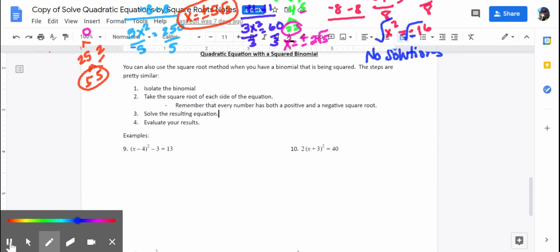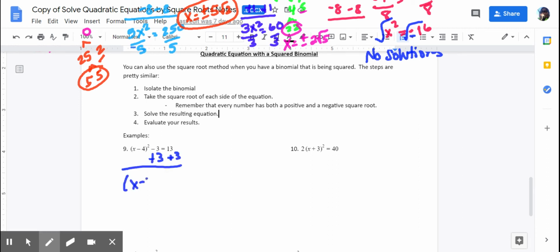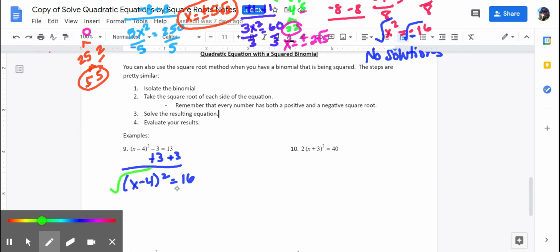Now what happens if we go, instead of standard form, to vertex form? We're going to treat it the exact same way, except I want to isolate the parentheses that are being squared, the binomial. So if I look at number 9, I'm going to start by adding 3 to each side. So I'll have x minus 4 squared equals 16. Now at this point I have to take the square root because I need to get rid of the squared. So I take the square root of each side. When I do that, I'm left with x minus 4 equals positive and negative 4.